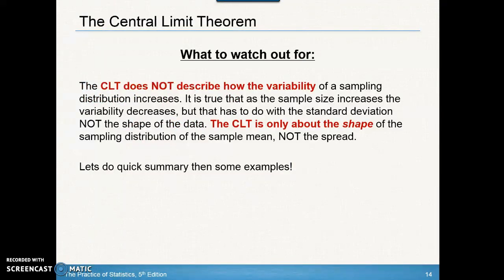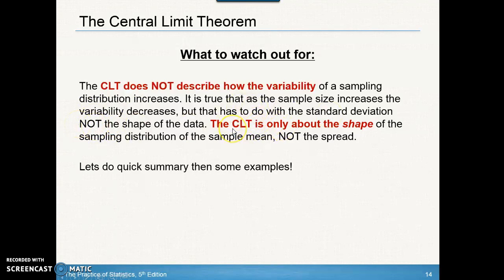Okay, now what are some things to watch out for when we're talking about the central limit theorem? The central limit theorem does not describe how the variability of a sampling distribution increases. So the central limit theorem doesn't tell us about the standard deviation. It doesn't tell us if it has a lot of variability or if it's really tightly packed together. It just tells us that the sampling distribution is approximately normally distributed. It's true that as the sample size increases, the variability decreases, but that has to do with the standard deviation and not the shape of the data.